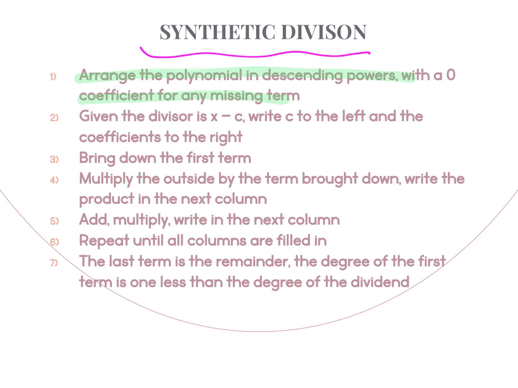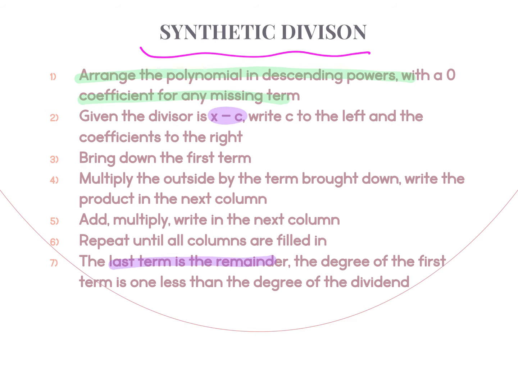Then whatever the divisor is has to be x plus or minus a number. We write the opposite of that on the outside. So if it was x minus 3, positive 3 goes on the outside. If it was x plus 3, negative 3 goes on the outside. You bring down the first term, you multiply the outside by the term on the bottom, and then you write it in the next column. You add it, and then you repeat that process again until all the columns are full.